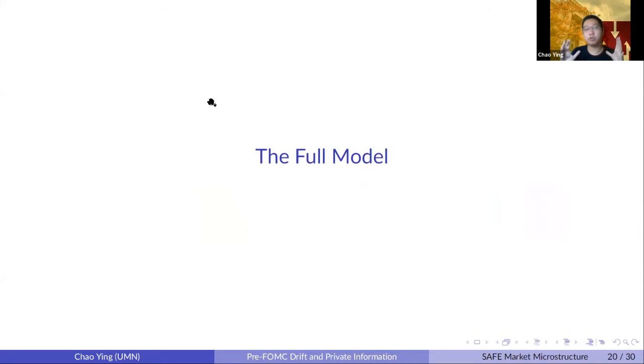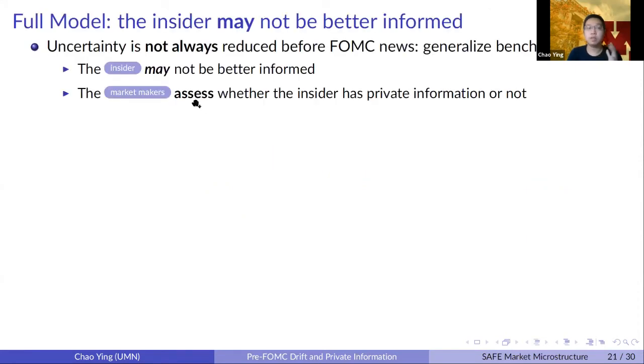Next, I will introduce the full model to match the time series of the pre-announcement drift. At the beginning, I showed you that uncertainty is not always reduced before some FOMC announcements, so I generalize the benchmark such that the insider may not be better informed, and the market makers have to assess whether the insider has private information or not for each FOMC announcement.